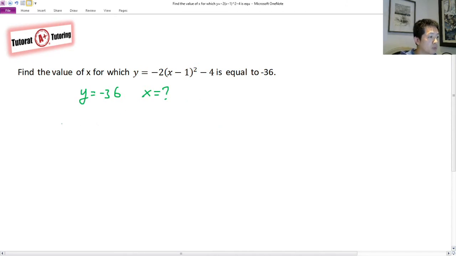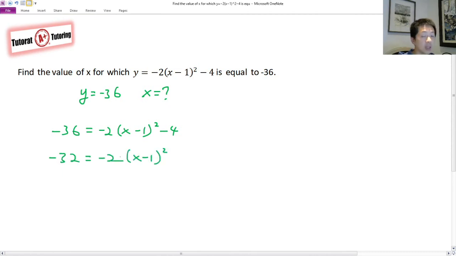So I'll just right away put y as minus 36 equals minus 2, and then you just need to solve it like solving for zero. Okay, so I'll just isolate my x. Minus 36 plus 4, so I'll have minus 32 equals minus 2 (x minus 1) squared. And then you divide by 2 on both sides, which is going to be (x minus 1) squared. Now, at this point, I will have minus 32 over minus 2, which is going to give me 16 equals (x minus 1) squared.